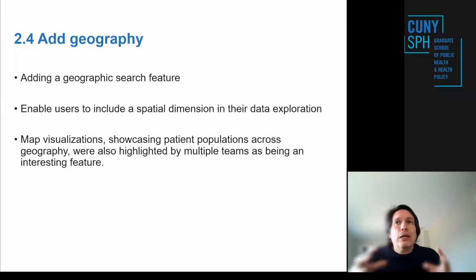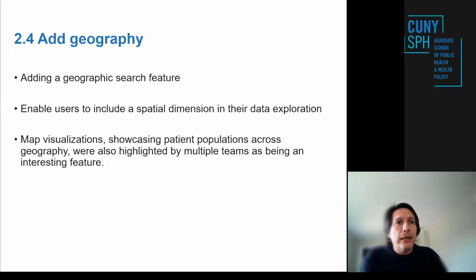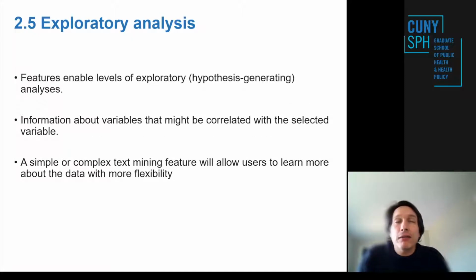Geography. They want to be able to search by geography and enable users to use spatial dimensions in the data exploration. Then, can I have a population that is within this geographical constraint, and be able to visualize it in maps or showcase the patient populations across geography? This was highlighted by some of the teams.